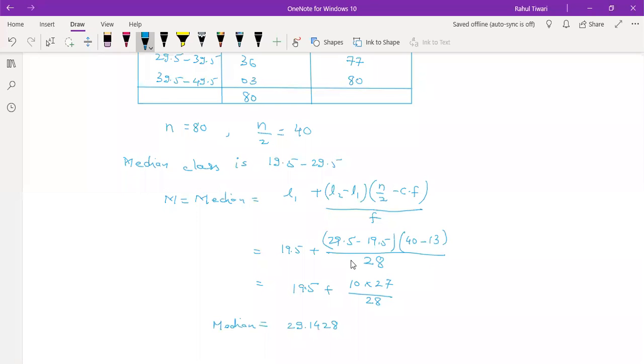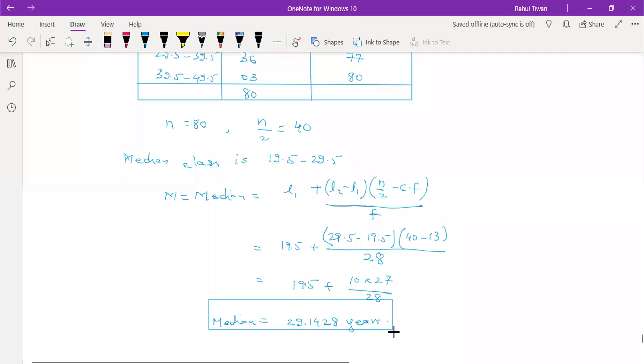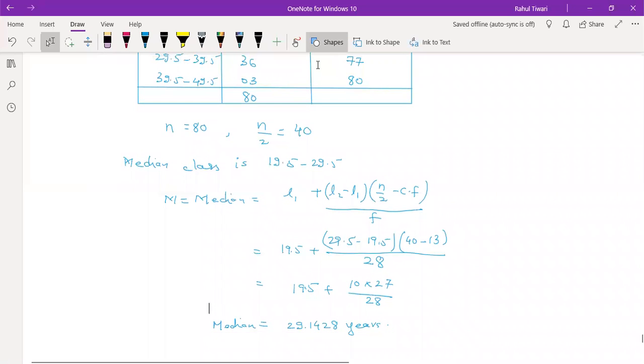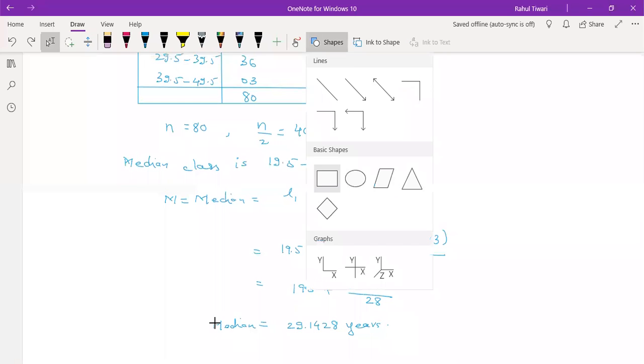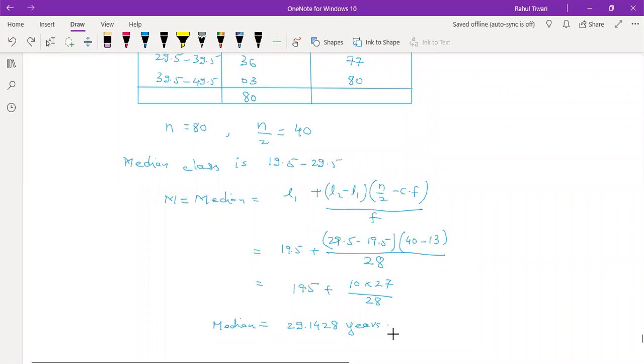That will be in terms of years, right? Because you have age in years. So this is the actual value of your age. Okay, so this is your median age.